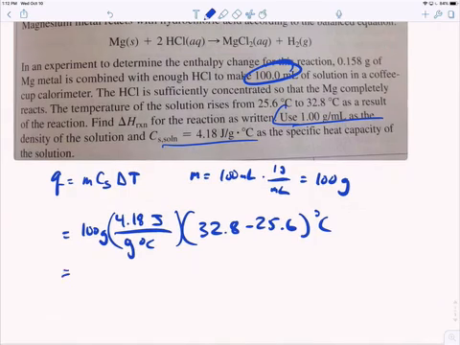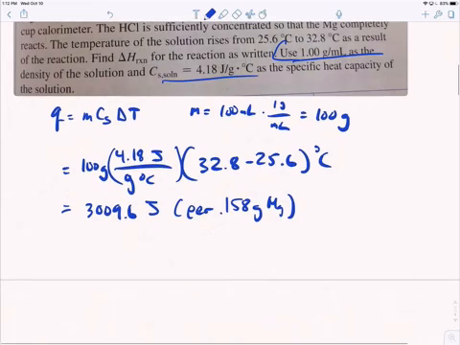And then we get our heat flow. Okay, so let me calculate this out: 100 times 4.18 times 32.8 minus 25.6. That gives 3009.6 joules, and this is per 0.158 grams of magnesium.